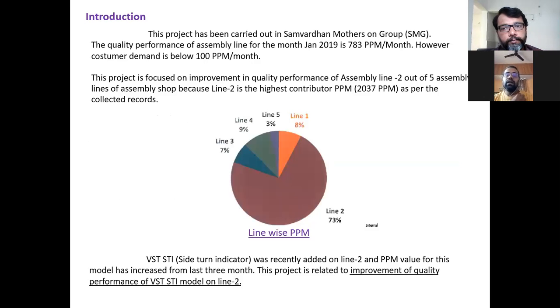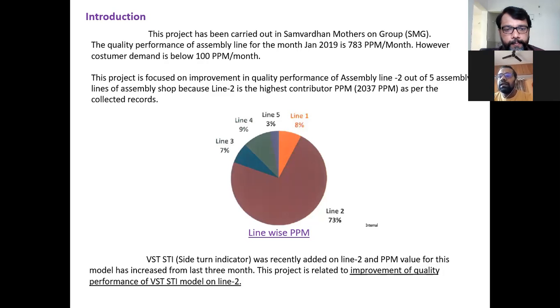As you can see in the pie chart, the problem was 783 parts per million rejections per month. However, the customer demanded that we go below 100 parts per million per month. There were 5 assembly lines, and assembly line 2 is contributing around 73% of the 783 parts per million per month.